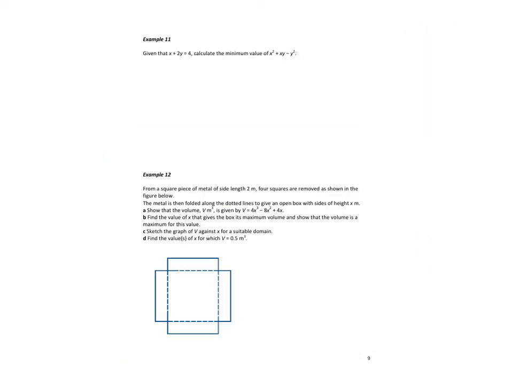All right, let's have a look at another one. Given that x equals, calculate the minimum value. So in this case, we just want to find a minimum. So again, we won't call it value, so let's just call it polynomial, and that's equal to x squared plus xy minus y squared.